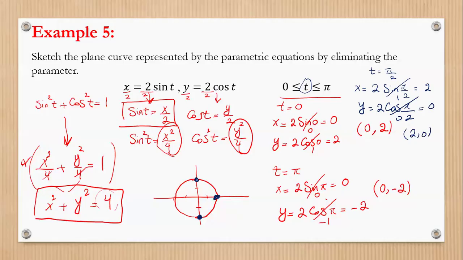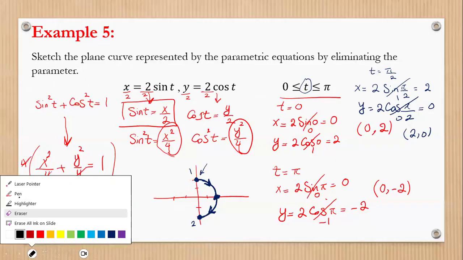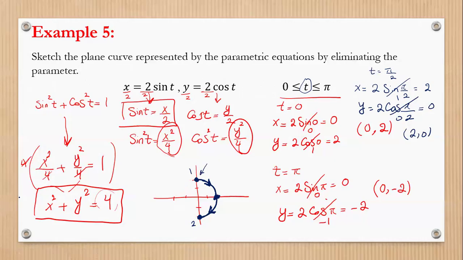So I need this part of the graph only, just this blue part, but that's my first point, and that's my last point. So that's the direction. So the direction of this parametric equation is this one, and you can erase the other part. Now we have the graph of the equations.